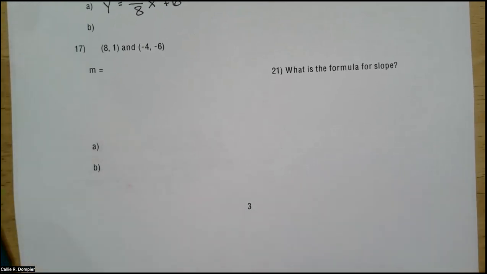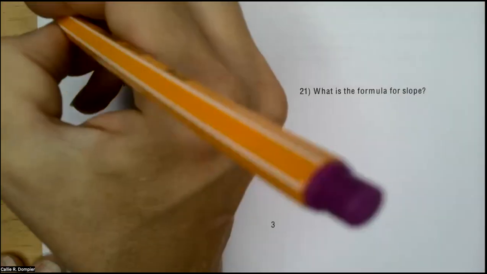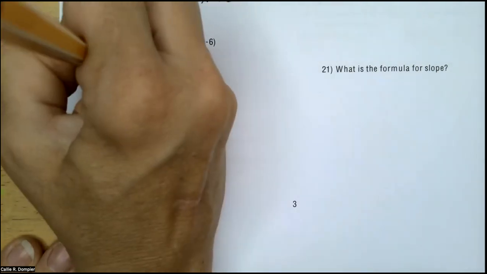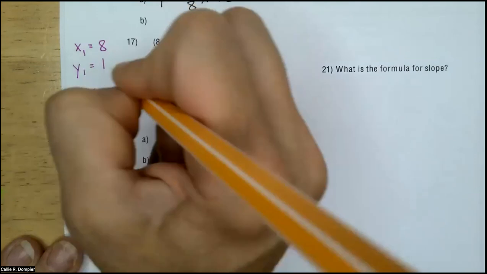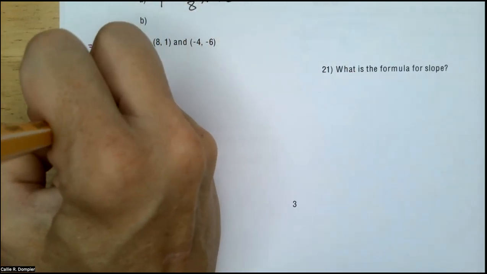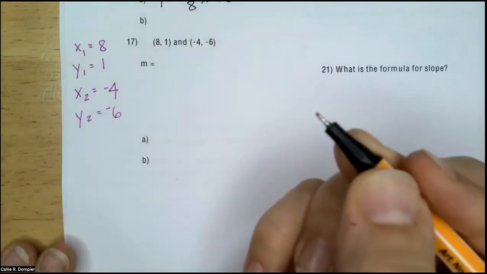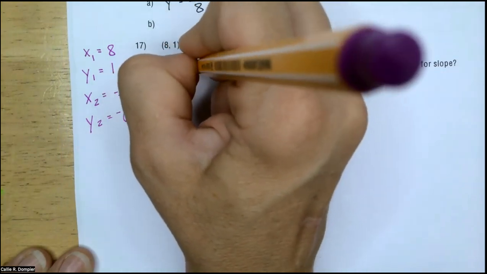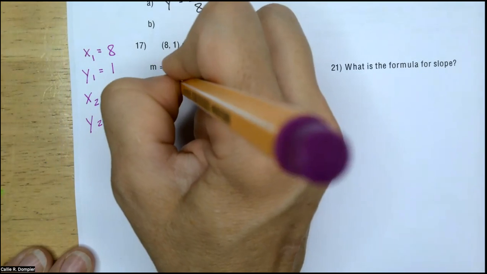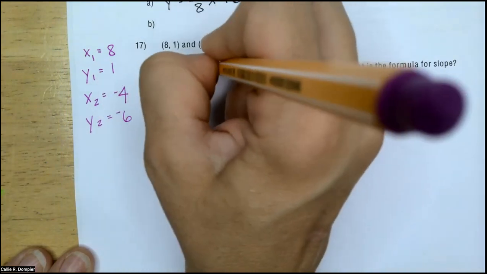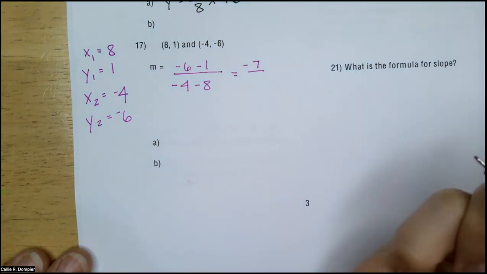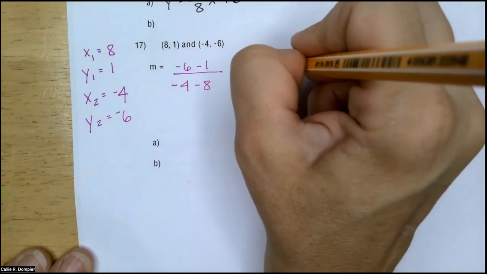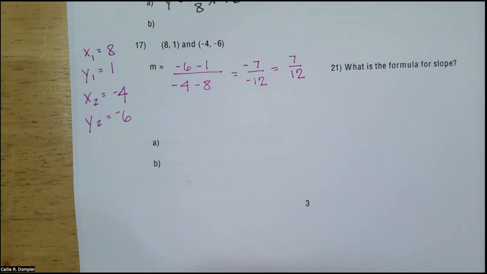All right, now we have the points (8, 1) and (-4, -6). x sub 1 is 8. y sub 1 is 1. x subscript 2 is negative 4. y subscript 2 is negative 6. Slope is going to be negative 6 minus 1 divided by negative 4 minus 8. Negative 6 minus 1 is a negative 7. Negative 4 minus 8 is a negative 12, right? A negative divided by negative becomes positive, so my slope is 7/12.